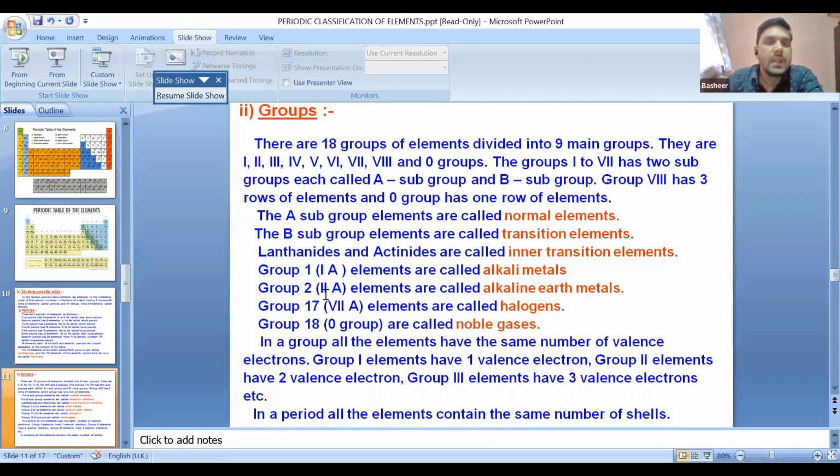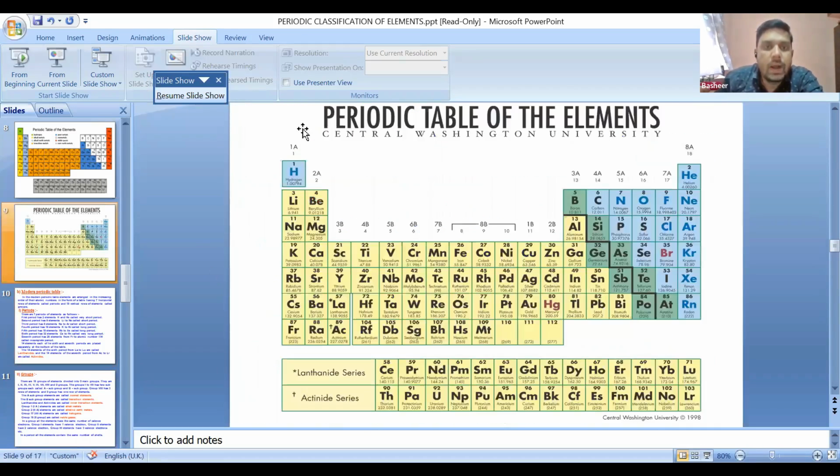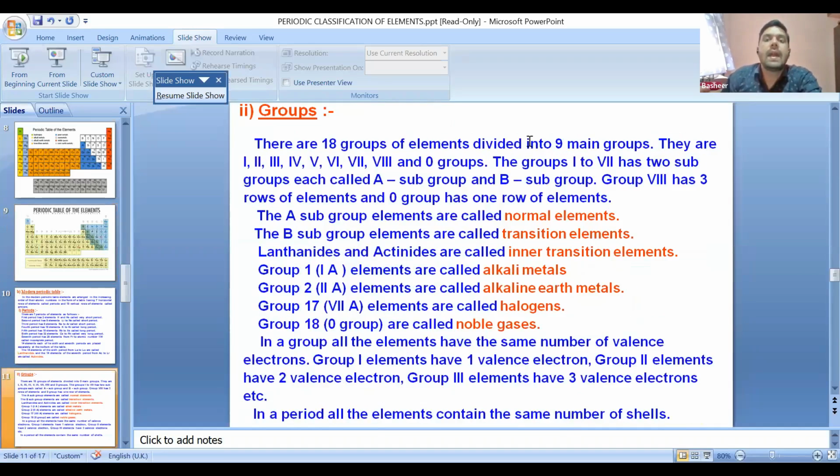Now come to the groups. See, we have how many groups? 18 groups. Please see the groups: 1, 2, 3, 4, 5, 6, 7, 8, 9, 10, 11, 12, then 13, 14, 15, 16, 17, 18. So we have 18 groups divided into 9 main groups: first, second, third, fourth, fifth, sixth, and 0 groups. The A subgroup we call the normal elements. The B subgroup we call the transition elements. And the lanthanoids and actinoids below the periodic table we call the inner transition elements.